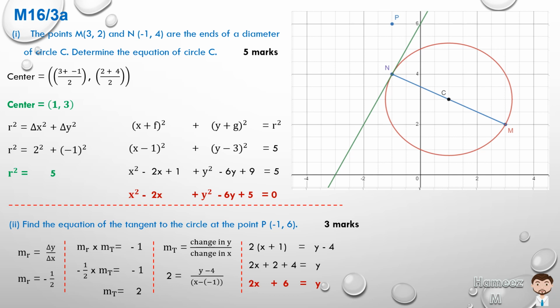And if we check, we can tell that the gradient is 2, which is positive, and we can see the green line is sloping upwards to the right.